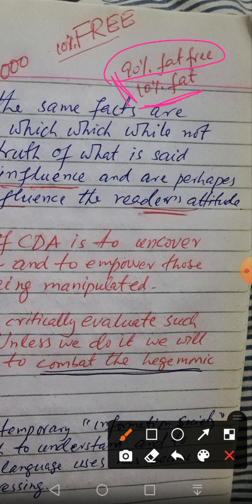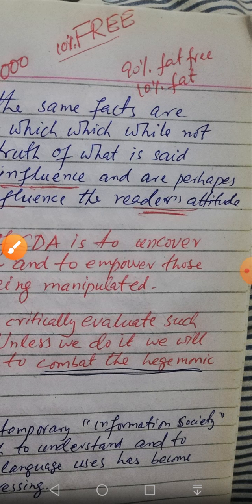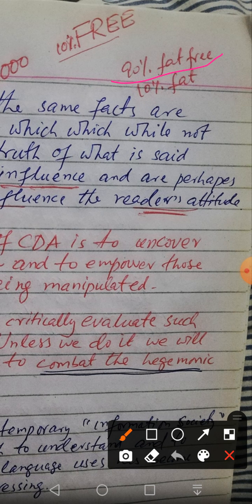Now the same fact is being described in two different ways. One is 10% fat. This sentence indicates that there is fat in this product, and the amount of fat is 10%. But the sentence written above this one attracts the attention of the customer, because he or she is going to immediately buy the product because it is written that it is 90% fat free. So this is a very subtle way or a sinister use of language.